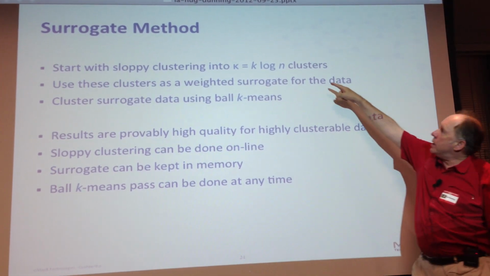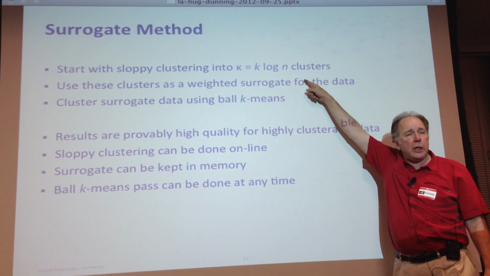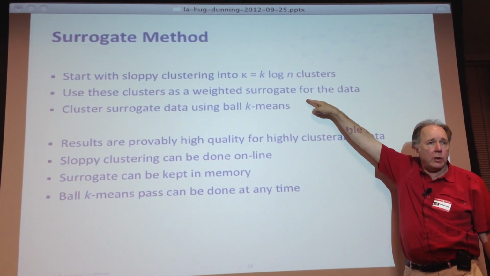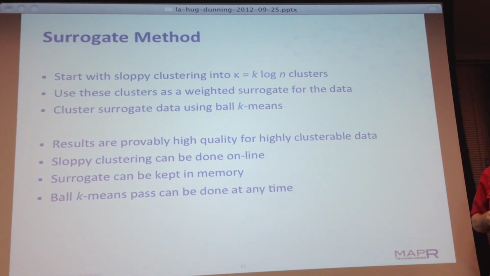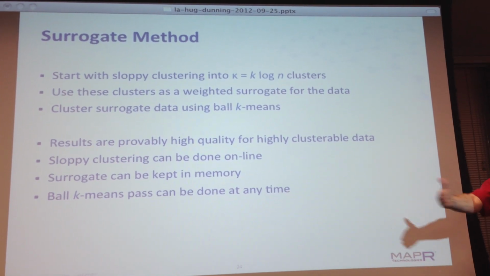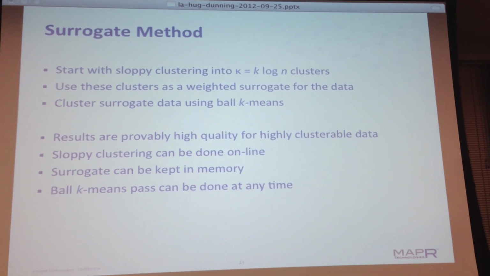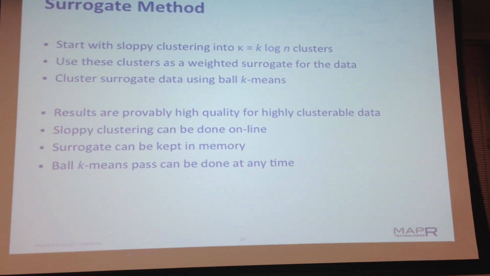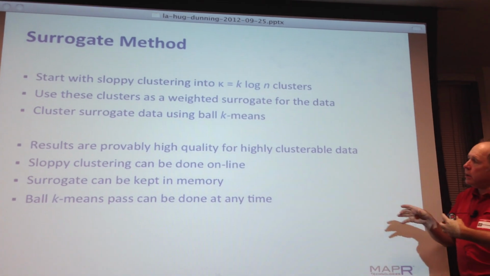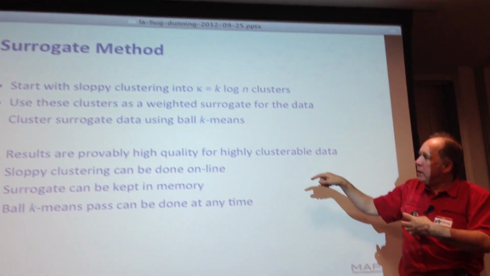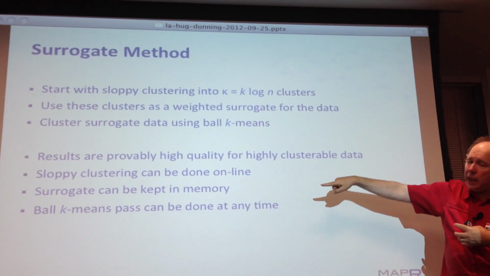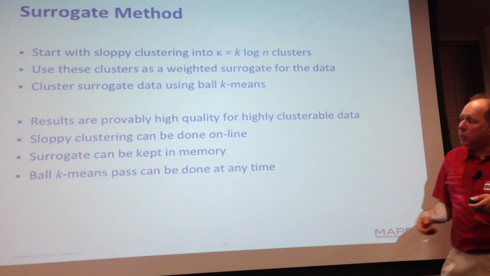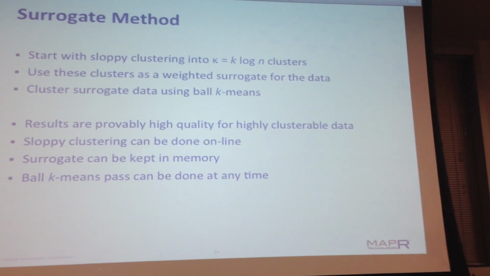And the cool thing here is the sloppy cluster can be shown to be good enough so that the clustering of the sloppy clustering is a very good estimate of the clustering of the original data. And the sloppy clustering is one pass through the data in an online fashion. And the final clustering of the surrogate is an in-memory small data operation, so it's a constant cost roughly. And the results are provably high quality for highly clusterable data. And the sloppy clustering can be done online and fast, faster than the comparisons against all clusters.